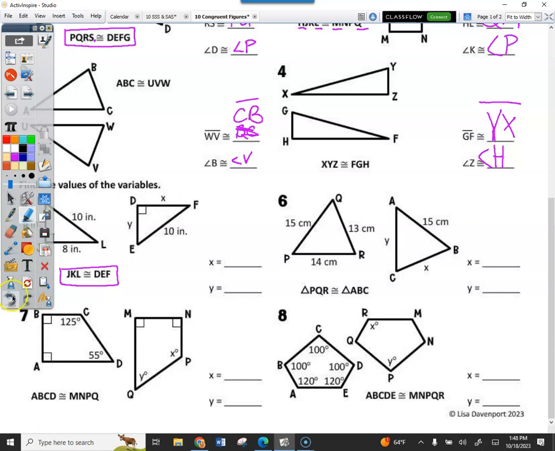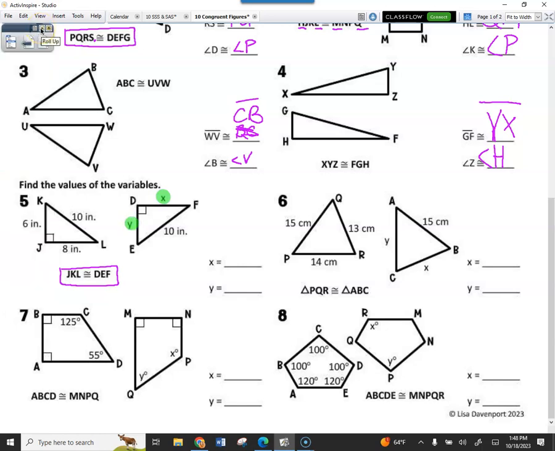Wait a minute, I'm trying to highlight it. X is here, Y is here. So, in order to find X, look at the picture. Find the side that X is next to. What side is X on?